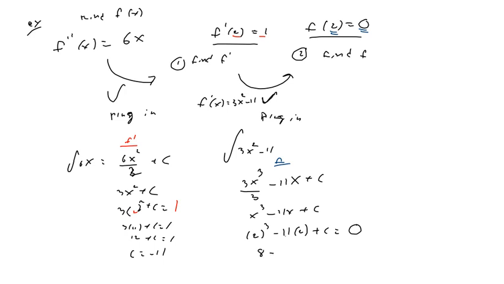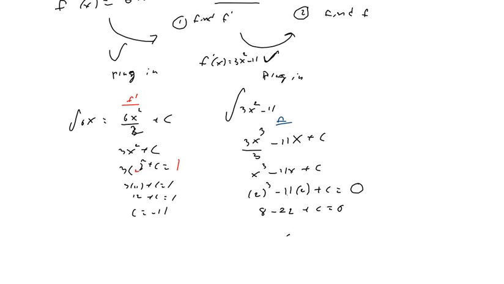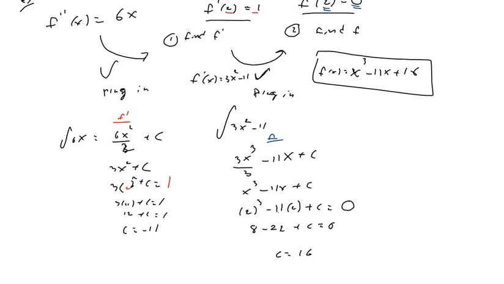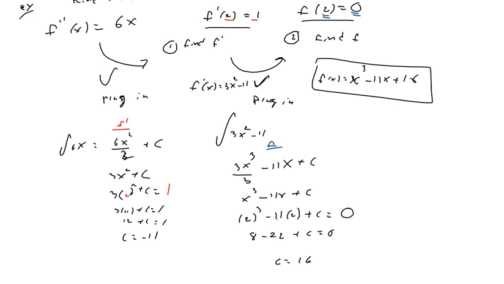8 minus 22 plus c equals 0. That means that c is 14. So f would be x cubed minus 11x plus 14. And there's your answer. So again, you just do the process twice, plug in the one initial condition, get the first c, take that equation, integrate it again, get another c, plug in the second time, and get your other c.